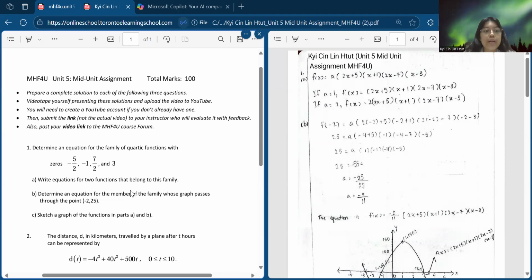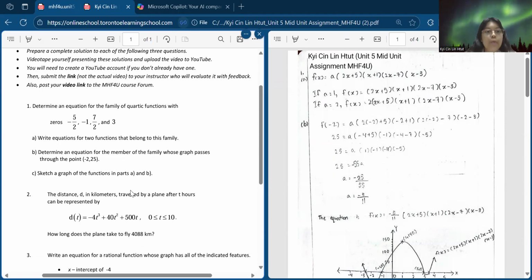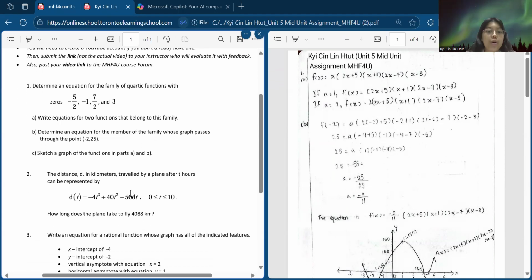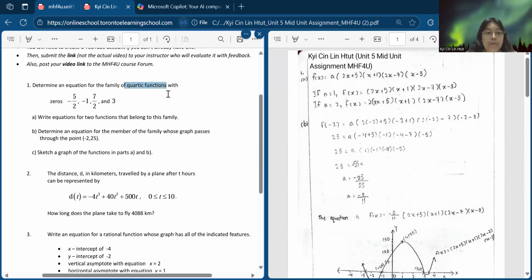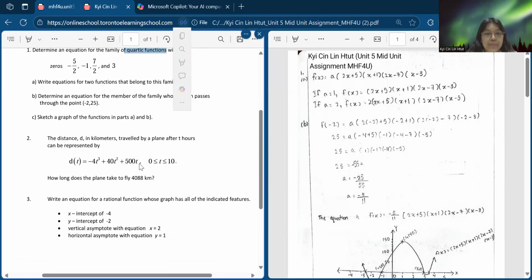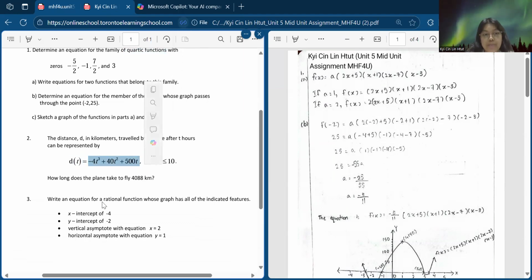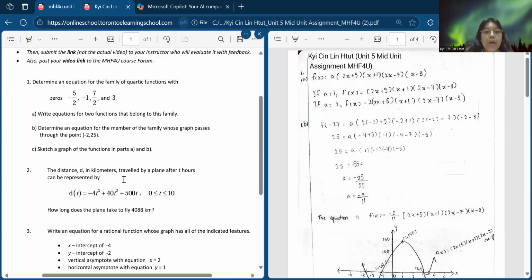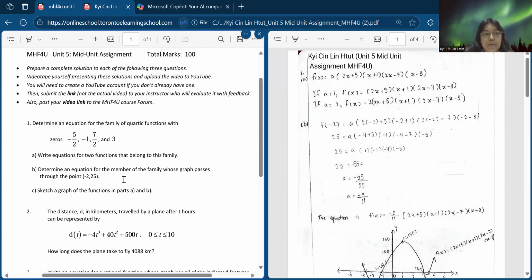So let's look at the question. This question focuses on three main parts, which are quartic functions, cubic equation, and a rational function. Okay, so let's look at the quartic function first.